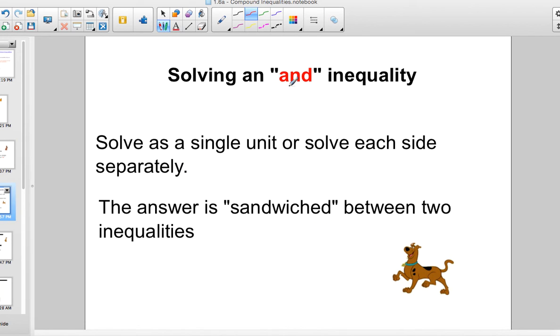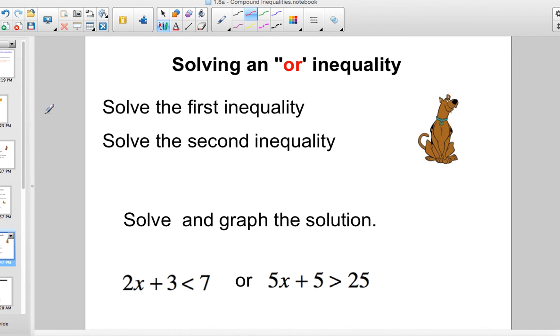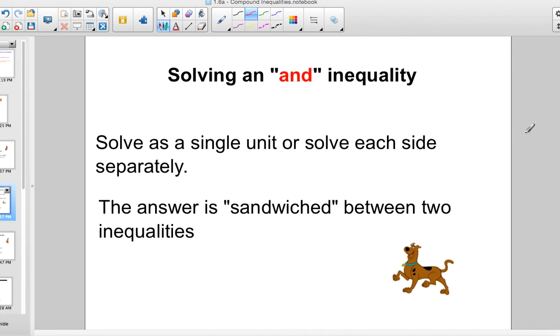So solving and inequalities, sometimes the answer is sandwiched between two numbers. So you would write your answer with an x in the middle. I'll give you an example in a second. You can solve them separately or you can solve them all at once. I'll do an example where we solve them all at once. I just need to scroll down.